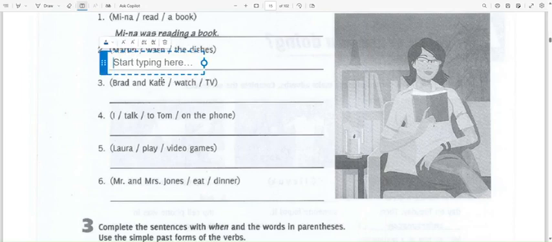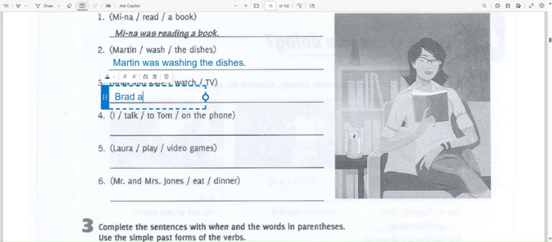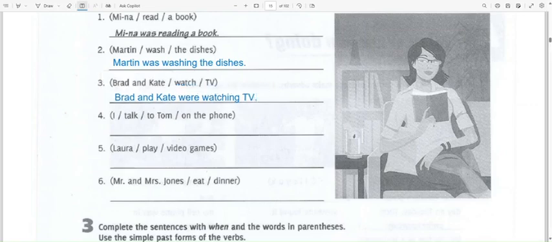Martin was washing the dishes. Brad and Kate watch TV. So, Brad and Kate were watching TV. When the lights went out, Brad and Kate were watching TV.